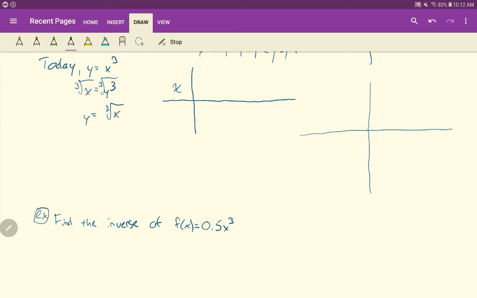Now a cube root, we don't need to put that plus or minus in front. We can just leave it as the cube root. Remember, any odd-powered roots, you don't need the plus or minus. It's only the even roots that you need to put that plus or minus in front.